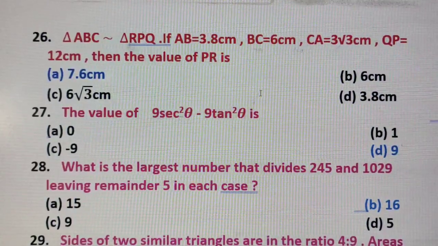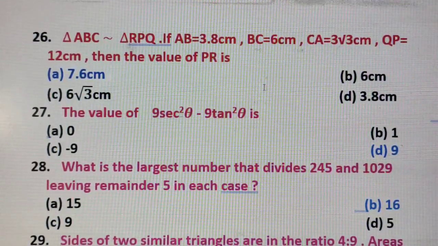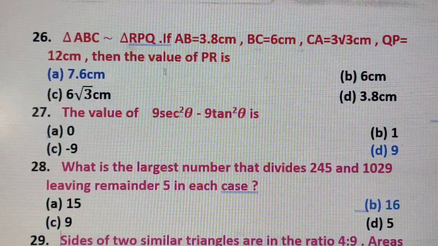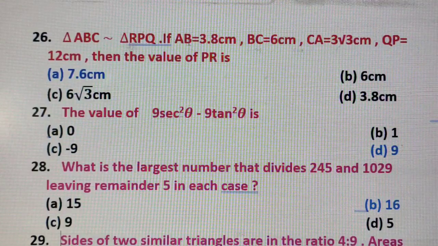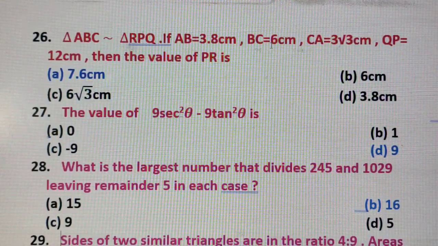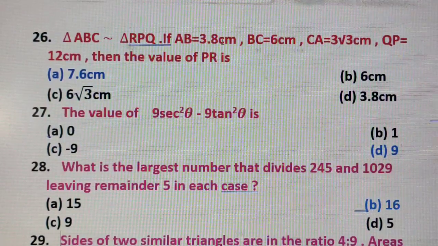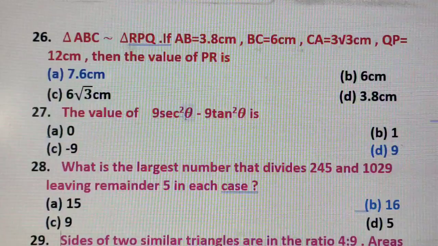Triangle ABC is similar to triangle RPQ. Here AB corresponds to RP or PR. Now you see BC corresponds to PQ. BC is 6, PQ is 12, that is multiplied by 2. So here AB equals 3.8. If we multiply by 2, we get 7.6 centimeters.